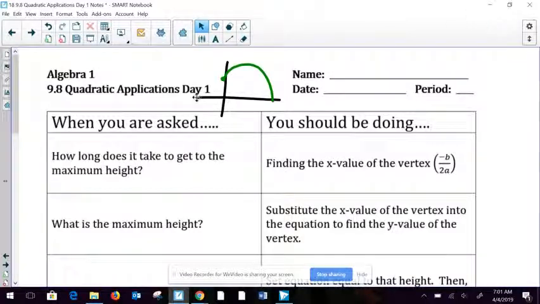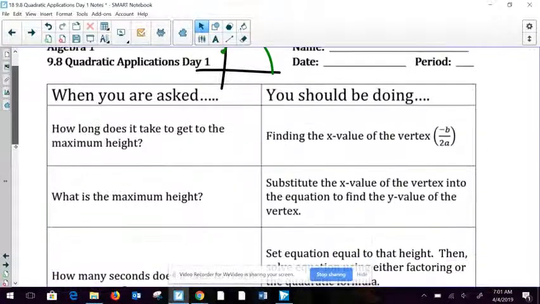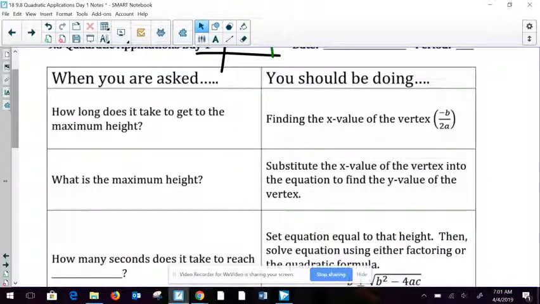If we use that as a guide, there are some key questions that you're going to be asked when working with quadratics. The first thing that you might be asked is, how long does it take to get to the maximum height? Well, it's asking for the x value of the vertex, and so you would be using the opposite of b over 2a. This chart here really is going to be your key to use to study, so that way you know how to answer the questions.